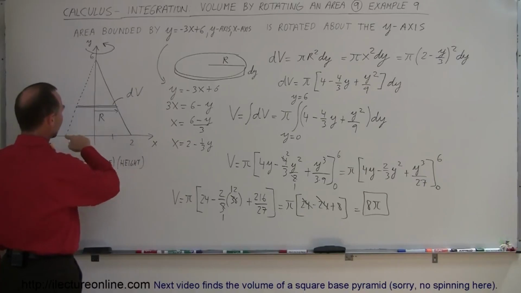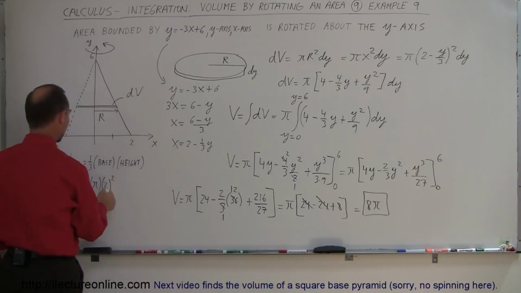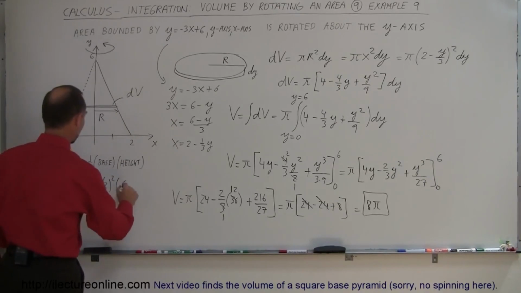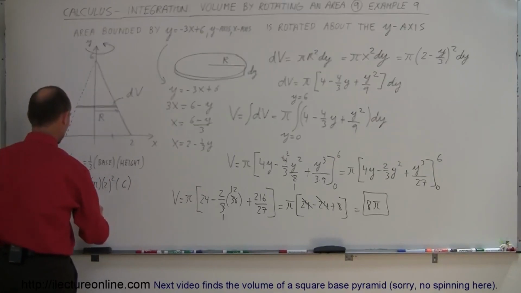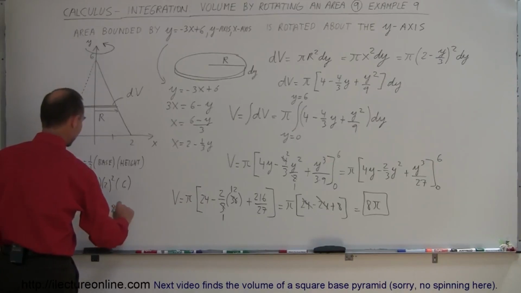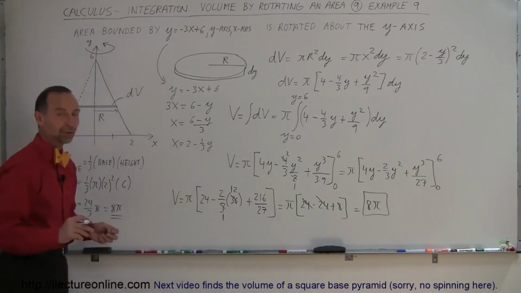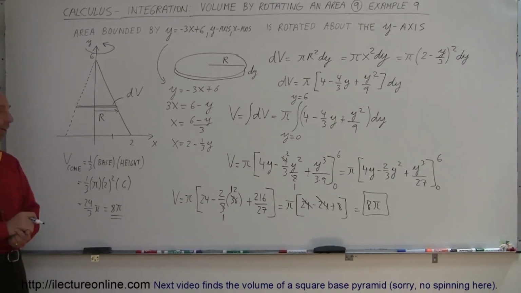We have a disk with the radius 2, so it would be pi times 2 squared, that's the area of the base, and the height is 6. And so this is equal to 4 times 6, which is 24, divided by 3 times pi, which is 8 pi. And sure enough, we get the same answer we did over there. So looks like we did everything correctly. And that's how we do that using calculus.